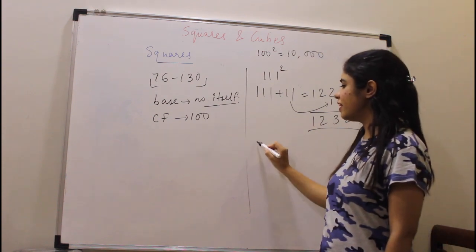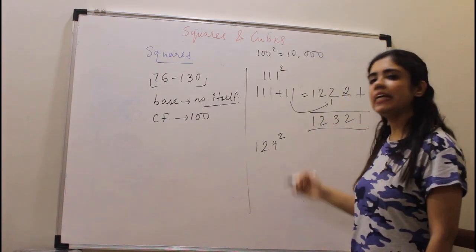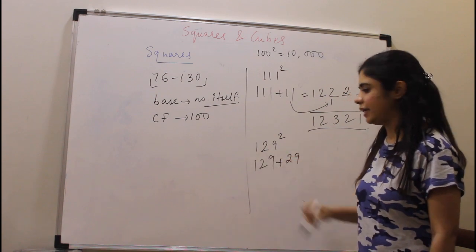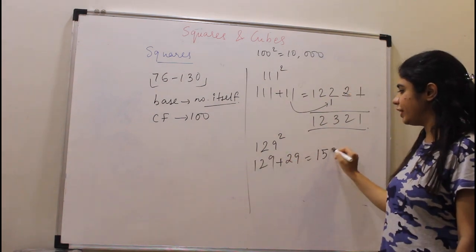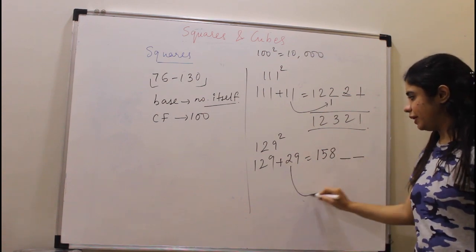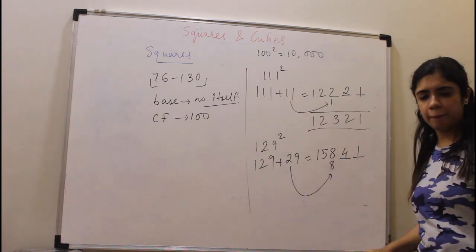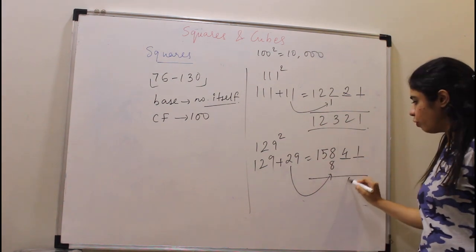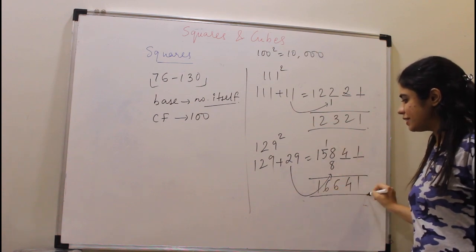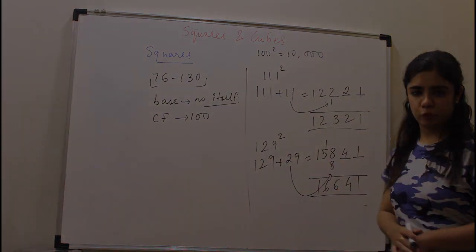Now, suppose if I ask you what is 129 square? Okay. 129 is 29 more. So you will add 29 to 129. So this will become 158. You have two spaces remaining. But you should know what is 29 square. 29 square is how much? 29 square is 841. So if I add the two, 41 will be as it is. 8 plus 8 is 16. 1 will get carried. So 16641 is your 129 square. So this is how you can approach the problem.